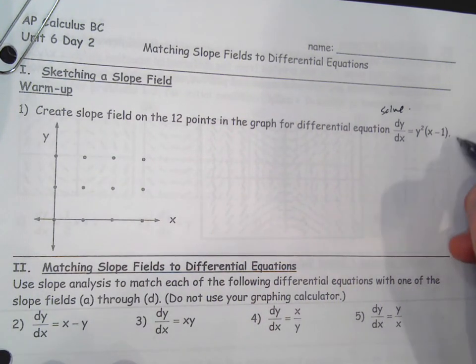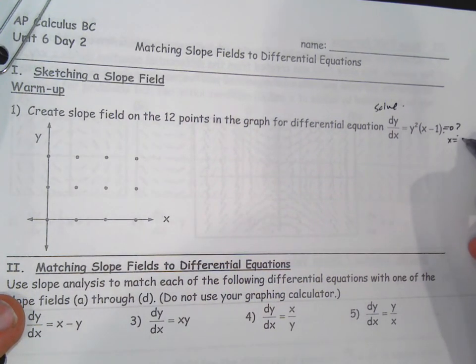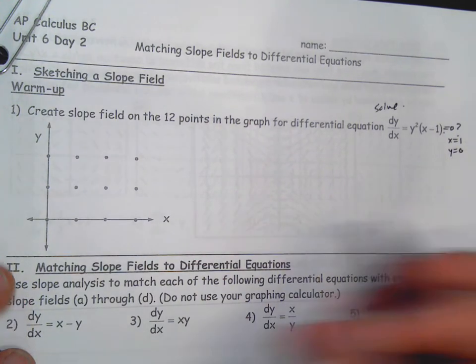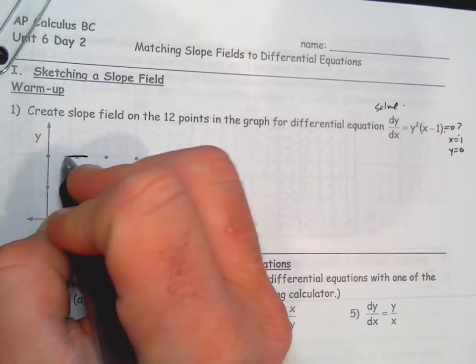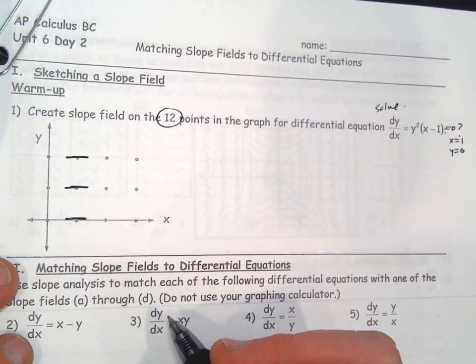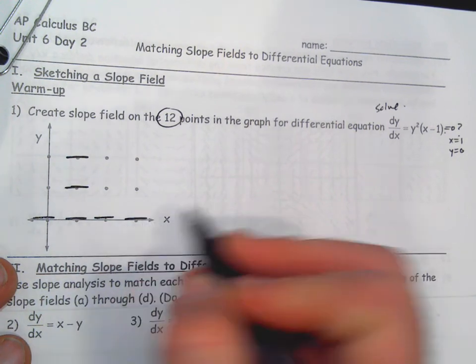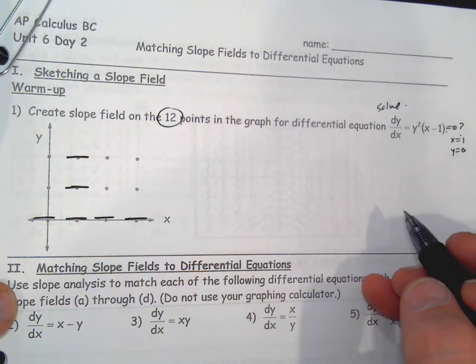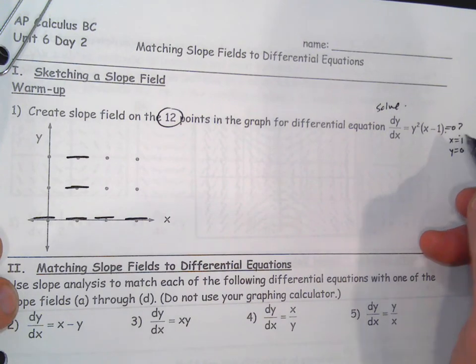Okay, assuming you've tried it, I would look for where the slopes are 0, which is going to be when x equals 1 and y equals 0. So x equals 1 is a vertical line, and y equals 0 is this horizontal line. So we just got half the points figured out just with that. It's never undefined. Plug some points in here.